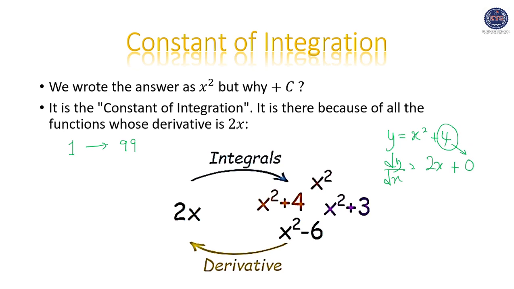Remember? Okay. So, even if you put y equal to x squared plus 99, dy over dx, you still have 2x plus 0. Why plus 0? Because 99 is a constant. When we differentiate a constant, you will have 0. So that is why you have to put plus c, because the constant of integration is still unknown.